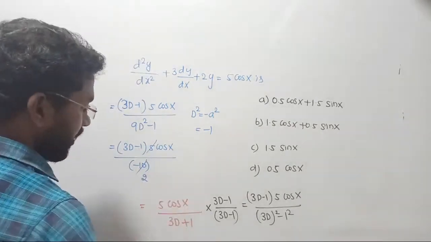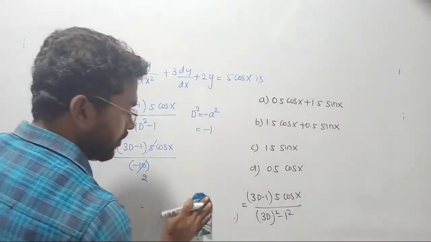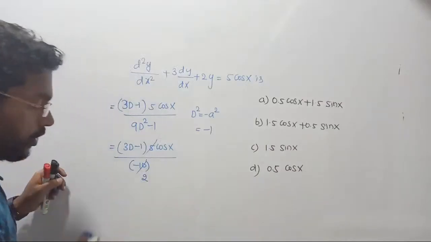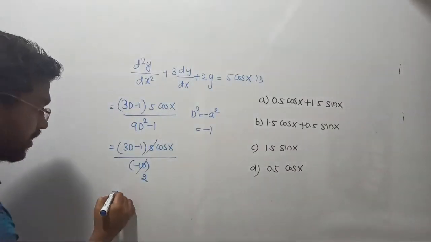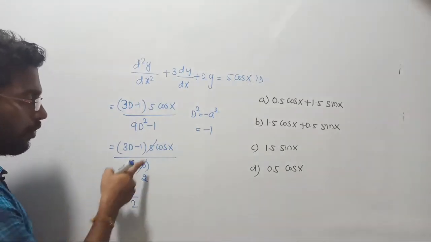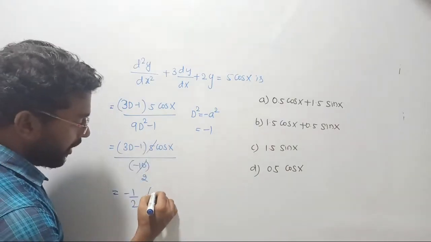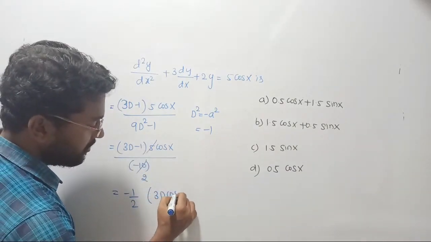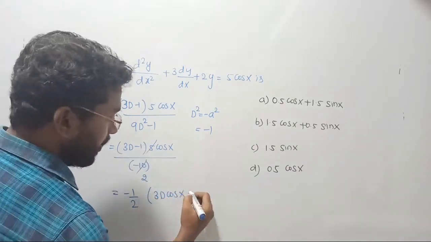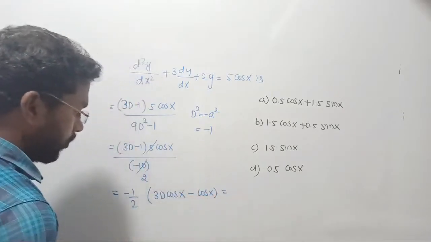Yes, let's figure out the answer. So let us rub these things and bring the answer. In the final step, what will be the answer? I got minus 1 by 2, I'm keeping this 1 by 2 outside, and the 5 will cancel out in the bracket. Guys, listen, if I open up the bracket, it can be written as 3d cos x, that is correct, minus 1 into cos x will become cos x only. What is the next step?